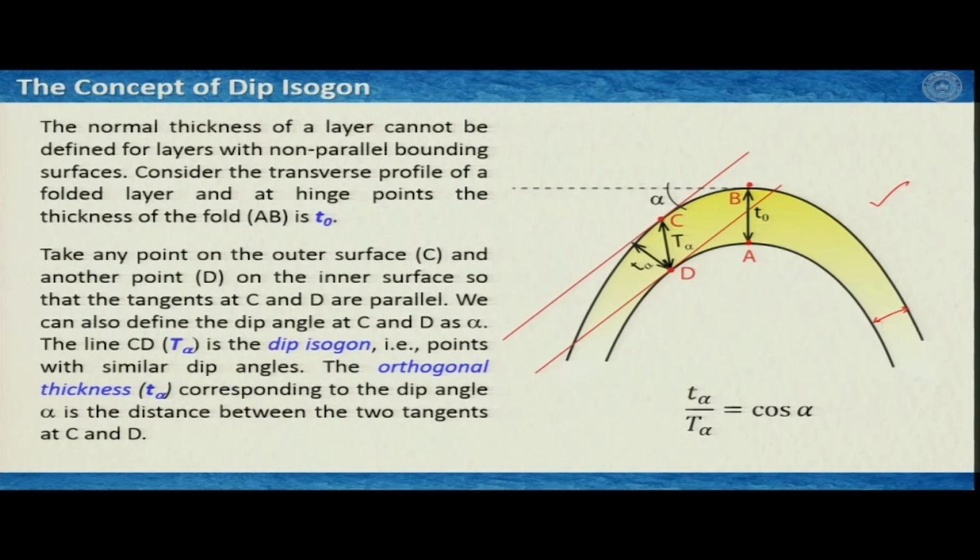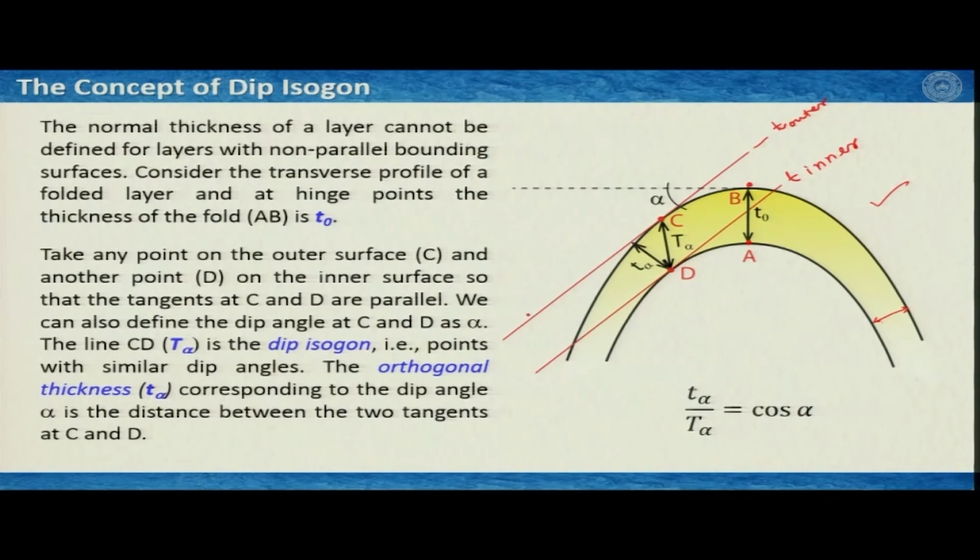So, Professor Ramsay proposed that you take any point on the outer surface which is not the hinge point, and draw a tangent, which is the tangent at the outer layer. Then you find another point in the inner layer where the tangent at that point, in this case D, is parallel to the tangent T outer. So, T inner is parallel to T outer at point D.